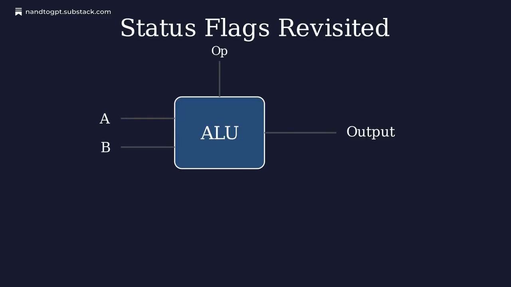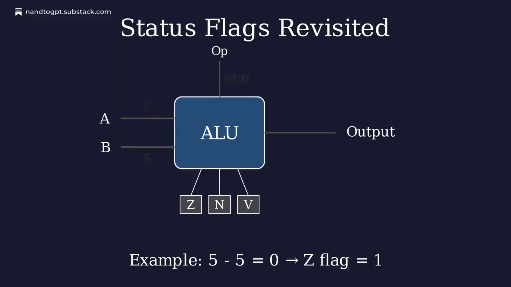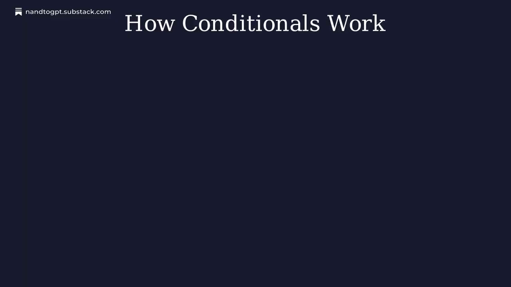Remember the status flags from when we built the ALU? The 0 flag is set when the result is all zeros. The negative flag is set when the result's top bit is 1. These flags tell us something about the last operation's result. What if we could jump only when a flag is set? But how does the CPU actually check the flag?